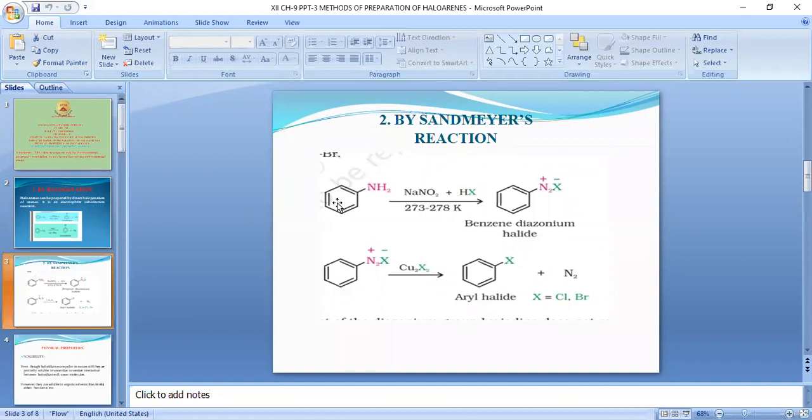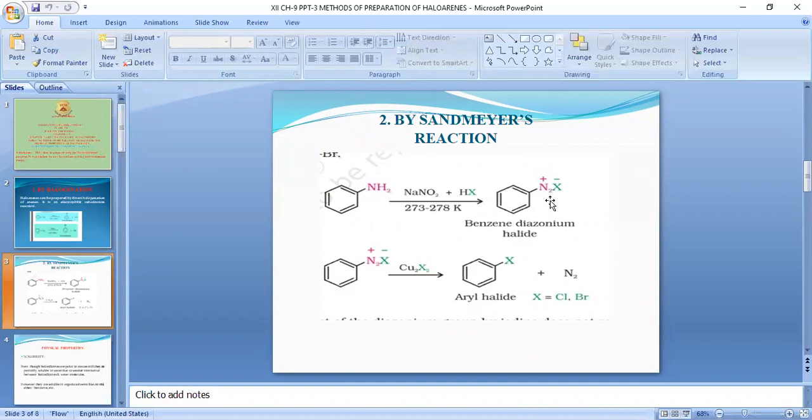This method starts from the aniline molecule, that is C6H5NH2. When this aniline molecule is reacted with NaNO2 and HX mixture, this mixture will react together to form HNO2, that is nitrous acid. So basically this aniline molecule is reacting with nitrous acid HNO2 at a condition of 0 degree to 5 degrees Celsius. Then we will get benzene diazonium halide.